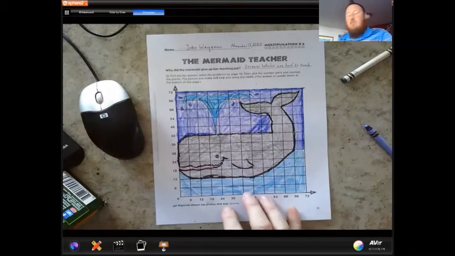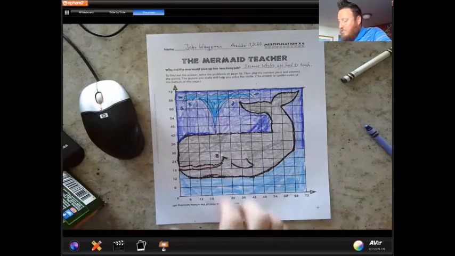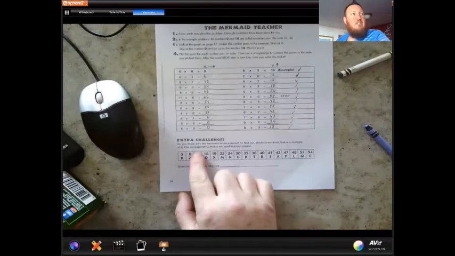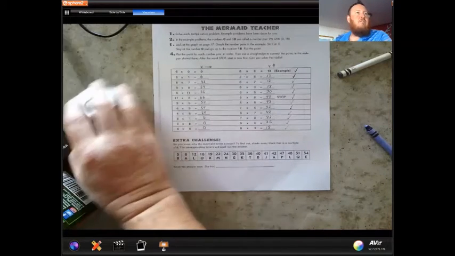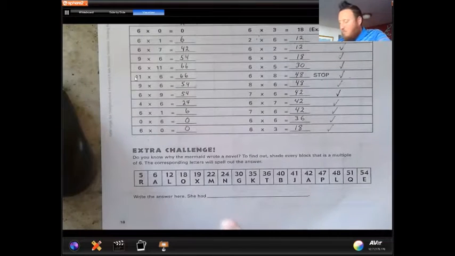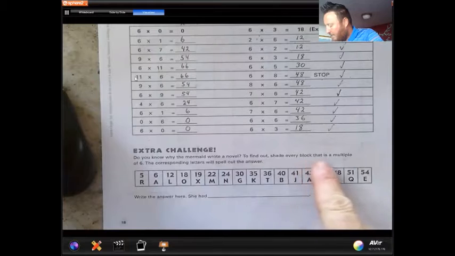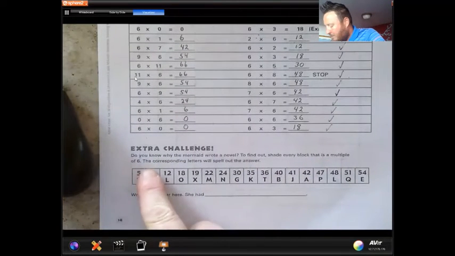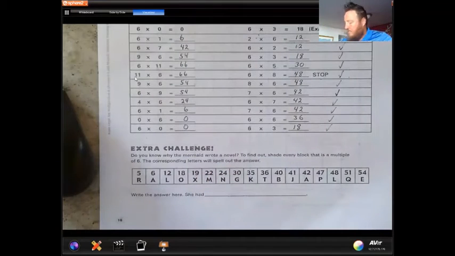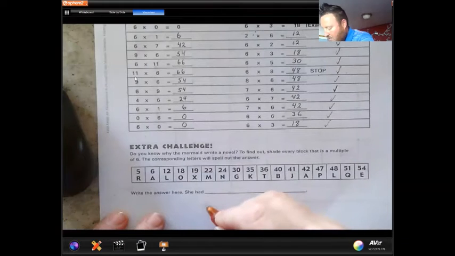The last thing I need to do to complete my graphing coloring sheet is flip it over, and there's one spot that says extra challenge. I'm going to zoom in a little bit for us. Do you know why the mermaid wrote a novel? To find out, shade every block that has a multiple of 6. The corresponding letters will spell out the answers. I'm going to make myself a little tool that has the multiples of 6.